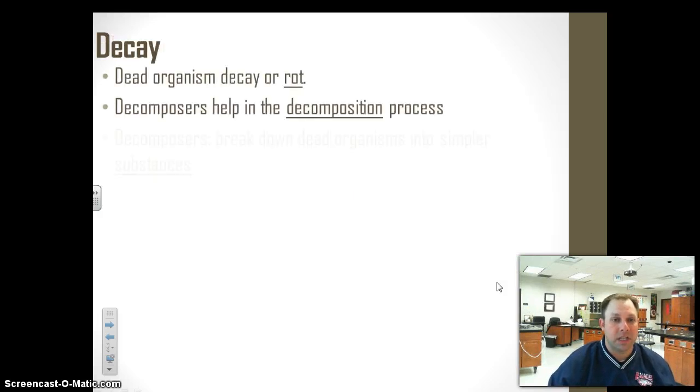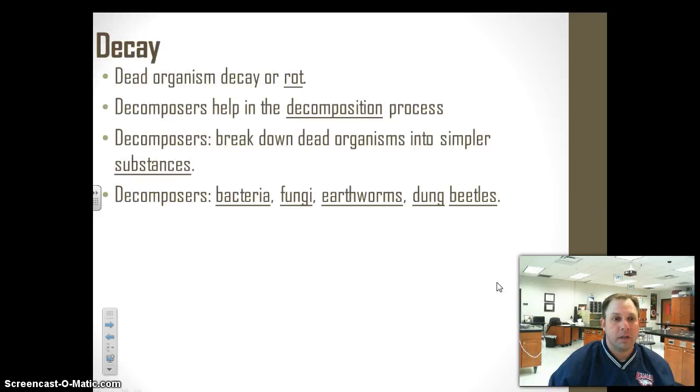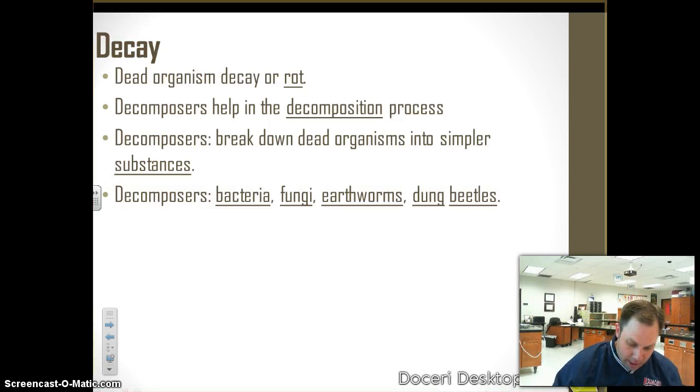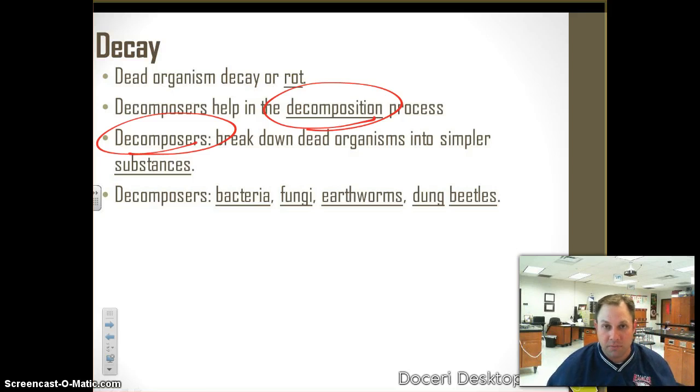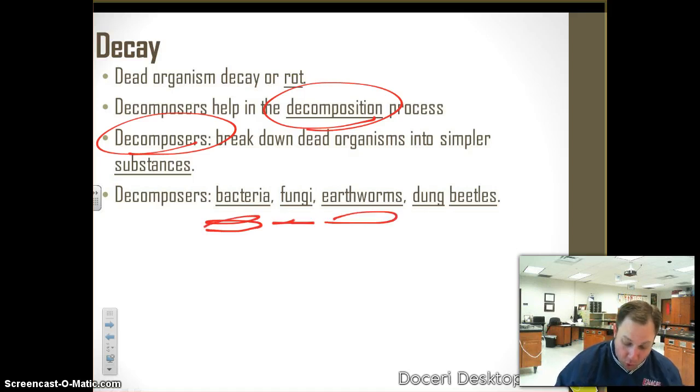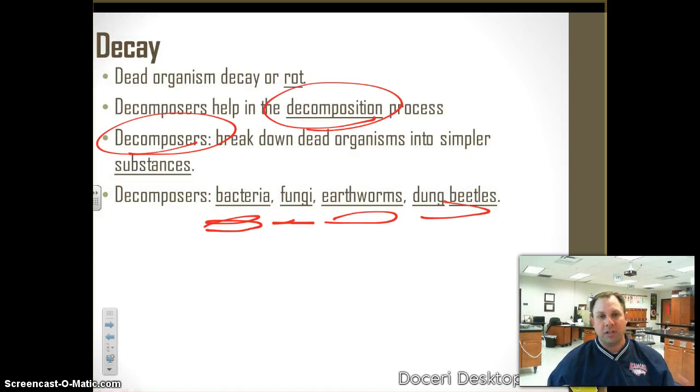Lastly, decay. We talked about decay. We talked about decomposers causing decay. They cause dead organisms to decay or rot. We call this the decomposition process. They break down organisms into simpler substances. So we have decomposition, decomposers breaking down those organisms and returning them to the soil. Examples of decomposers, I've mentioned these already: bacteria, fungus, worms, beetles. All of these types of organisms cause dead plants and animals, not just the fox, to be broken down and returned to the soil.